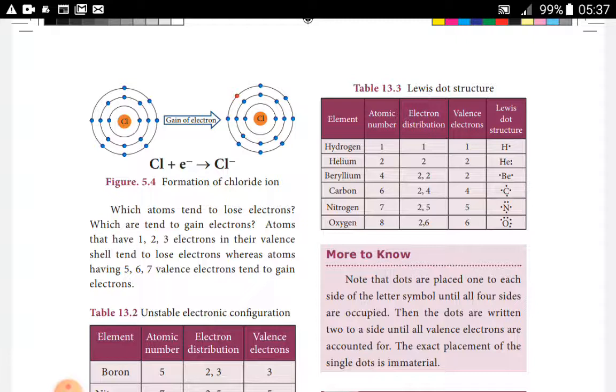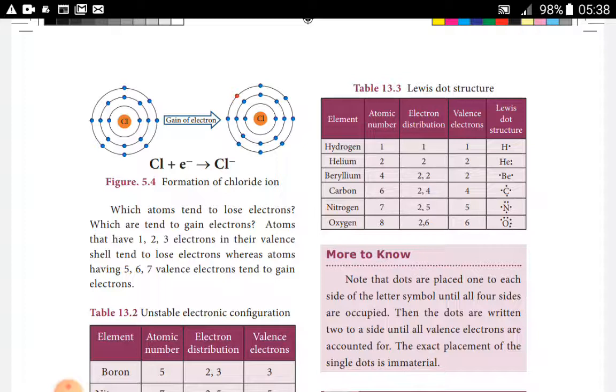Beryllium, atomic number 4. So the first shell, K shell, is completely filled. Then the remaining 2 electrons are placed in the second shell, L shell. So the outermost shell electrons are valence electrons: 2 electrons in the valence shell. These 2 electrons are going to be depicted by dots surrounding the beryllium symbol Be.